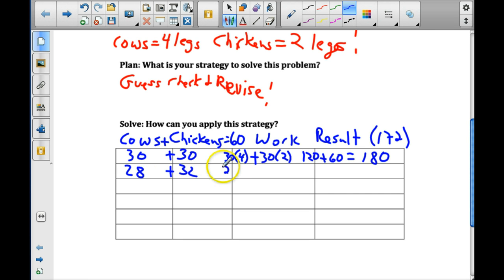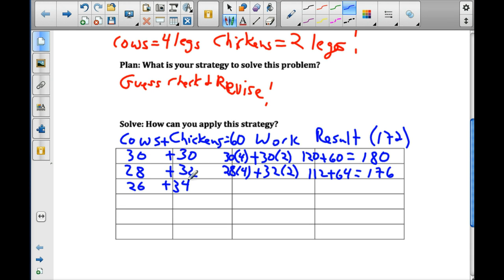Let's see. 28 times 4 plus 32 chickens at 2 legs apiece. Somebody type in 28 times 4. Thank you. 112. Plus 64. So we're at 176. Okay. Still a little bit too high. Get rid of 2. Lily, what do you want to try? 26 and 34.